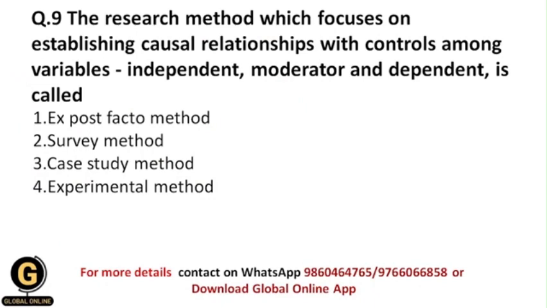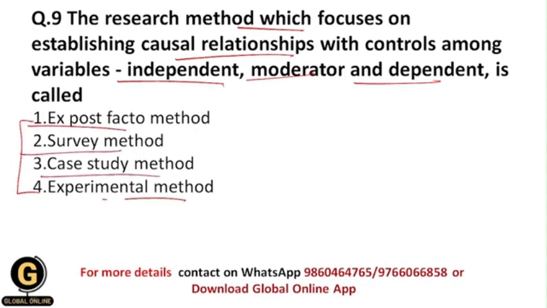Next is the research method which focuses on establishing causal relationships with controls among variables, independent, moderator, and dependent, is called. So among these research methods, which is the research method which focuses upon establishing the causal relationships between the variables, and as well here we are going to be having controls among the variables like independent variable, moderator variable, or dependent variable. Okay, so ex post facto method, survey method, case study method, experimental method.